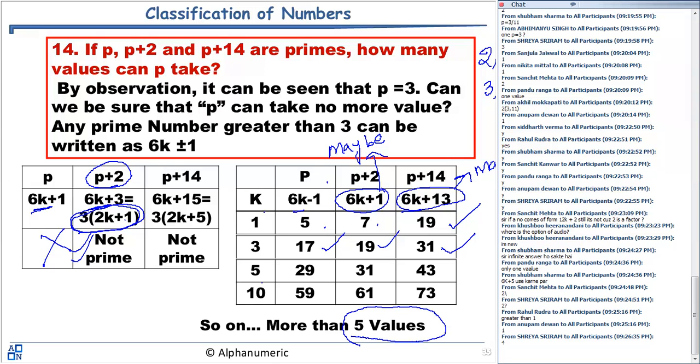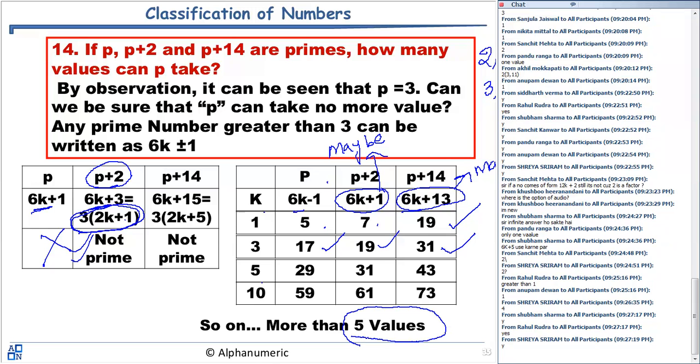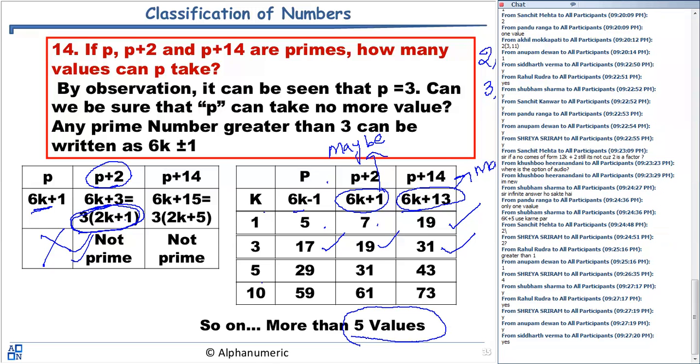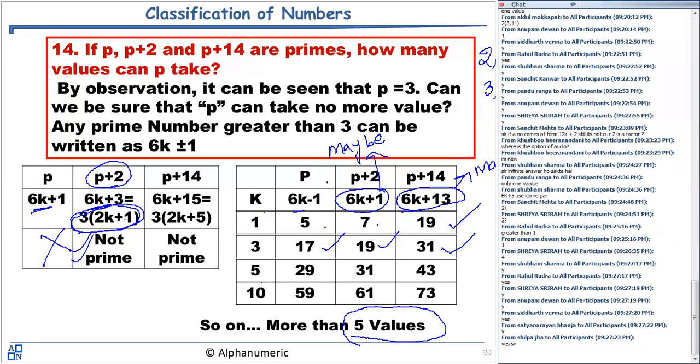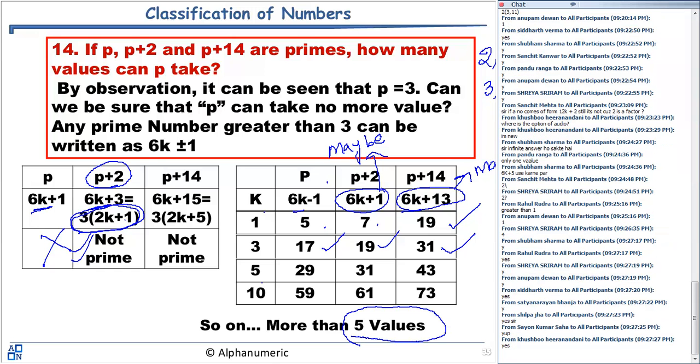Is that clear to all of you now? In the previous question, we got a fixed answer because 6k plus minus 1 was not satisfied. But here, the prime number in the form of 6k minus 1 may satisfy, remember. It may satisfy. So the answer is more than 5 values.